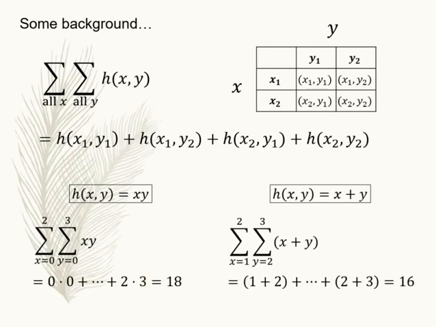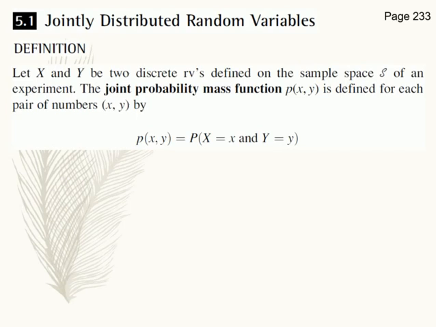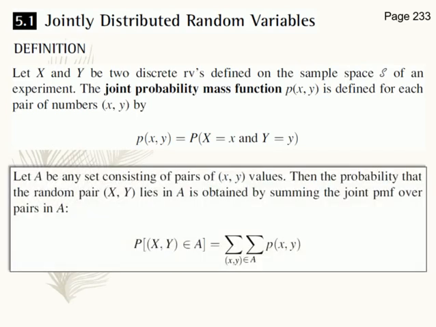Okay, so now we can have a look at the second part of the definition on page 233 that I wanted to highlight. It says, let A be any set consisting of pairs x and y. So it's not necessarily always going to be all the pairs, but a specific set of x and y values. Some combination of them are relevant and they belong to set A. If you wanted to find the probability that a random pair lies in that set A, then all you do is take the sum of the probabilities for each combination of x and y in the set A.